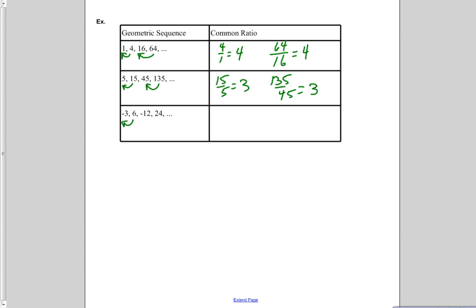6 divided by negative 3. My common ratio is negative 2. 24 over negative 12. Negative 2.